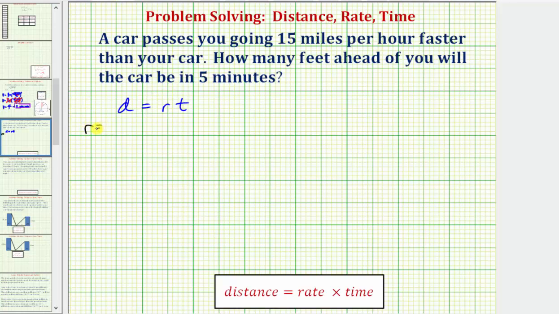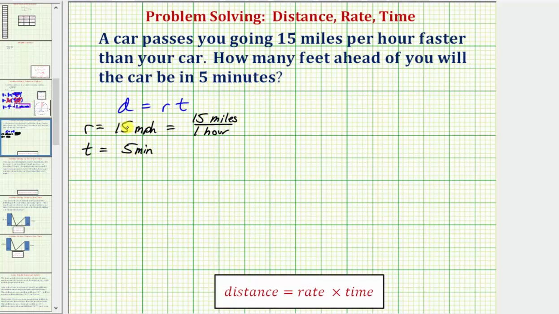So again, r equals 15 miles per hour, which if we wanted to, we could write in fraction form as 15 miles per 1 hour. Next, the time would be 5 minutes, so t equals 5 minutes. So our goal here is to find the distance after 5 minutes.